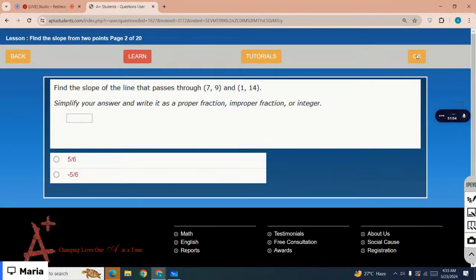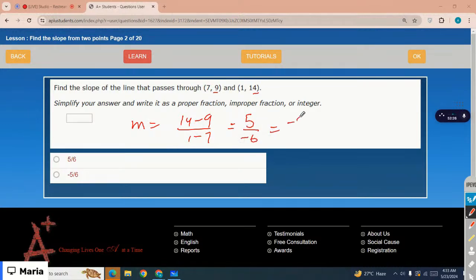Okay, the next one is find the slope of the line that passes through (7, 9) and (1, 14). Okay, let's just calculate the slope. That is m equals y2 minus y1, that is 14 minus 9, and 1 minus 7. 14 minus 9 is 5 and 1 minus 7 is negative 6. That is negative 5 over 6. Option number 2 is the correct option, right?